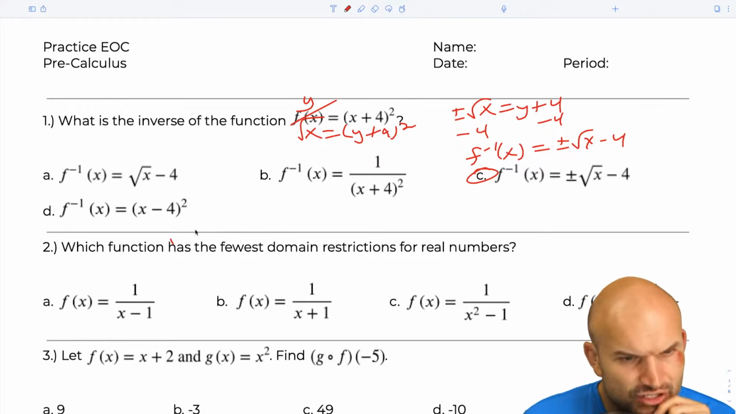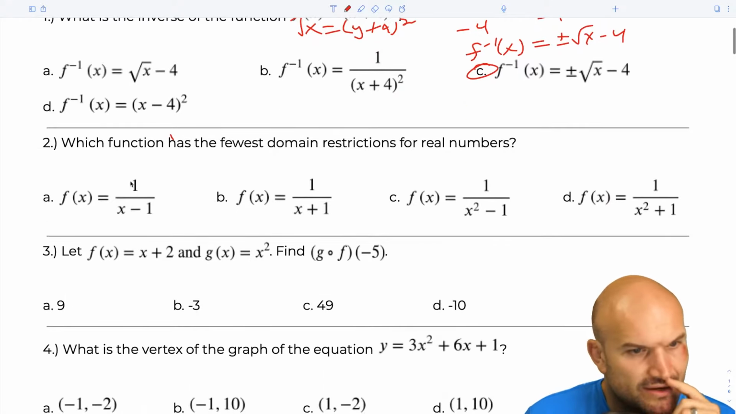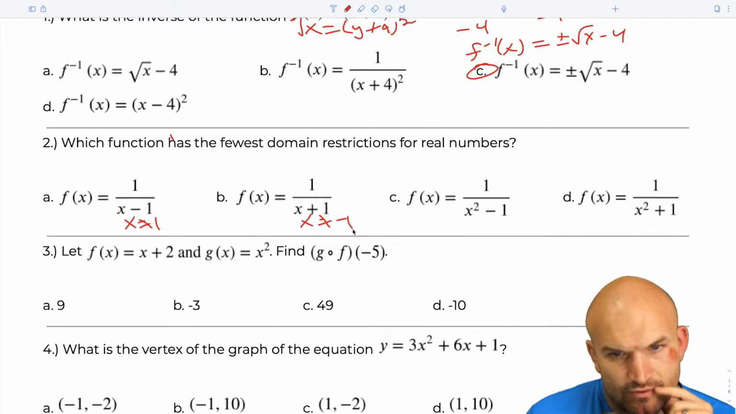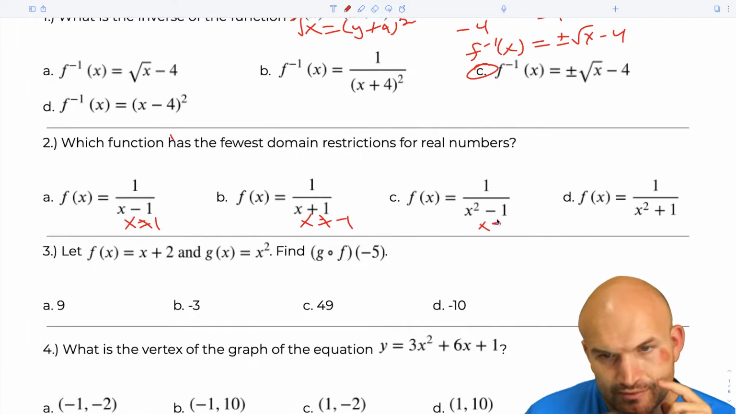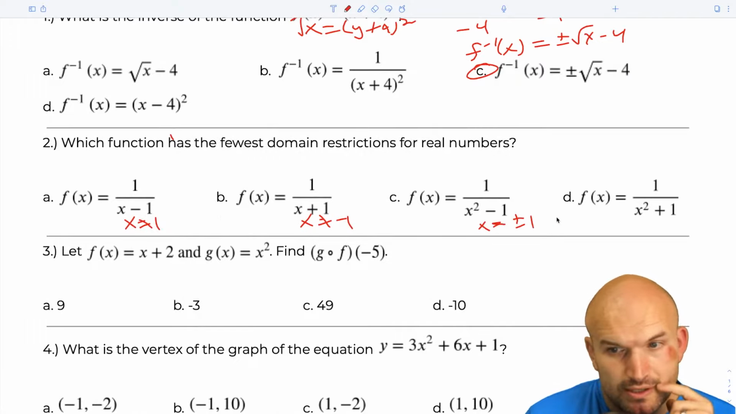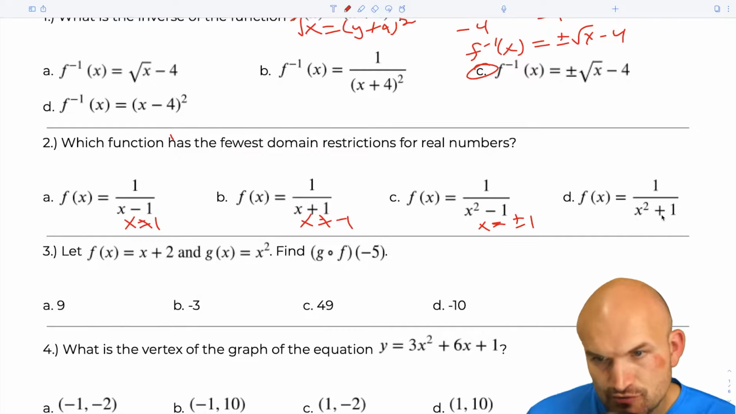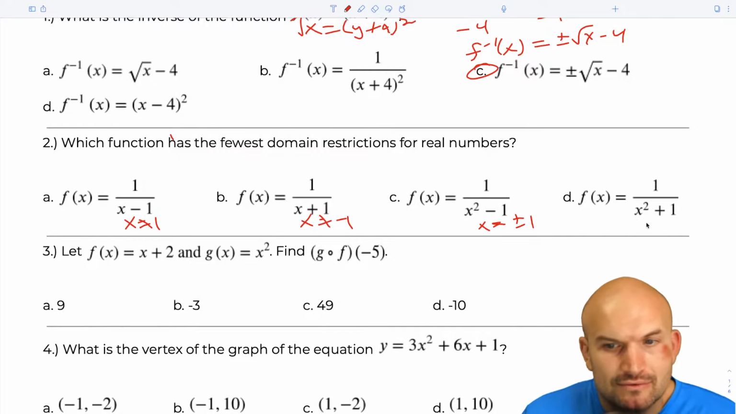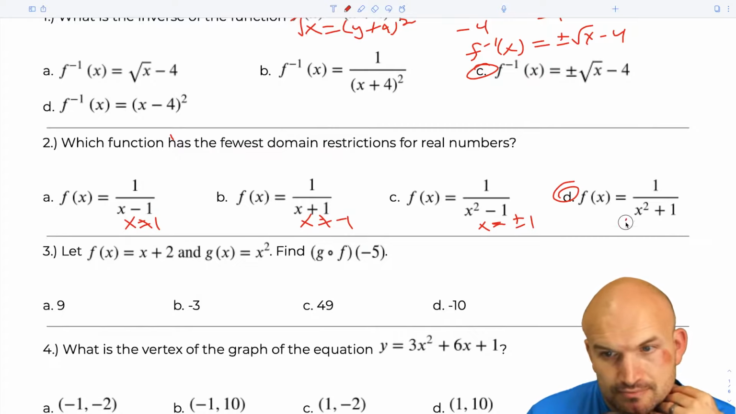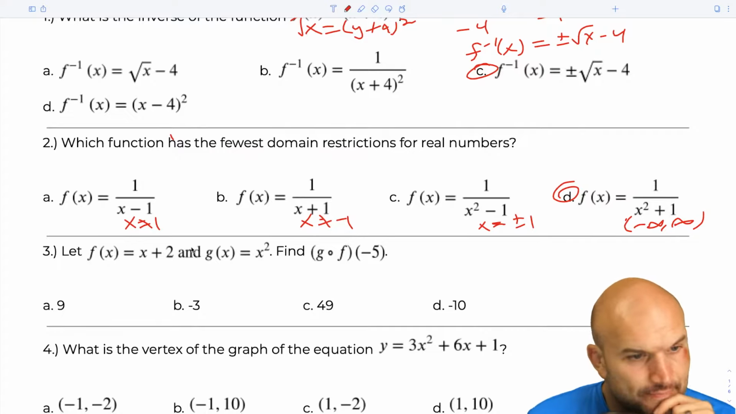Question number 2, which function has the fewest domain restrictions? Okay, well, this one, x cannot equal 1. This one, x cannot equal -1. This one, x cannot equal plus or minus 1. And this one is true for all real numbers, right? X cannot equal i, right? So D is going to be our answer. This is true for all real numbers. So there's no domain restrictions there.